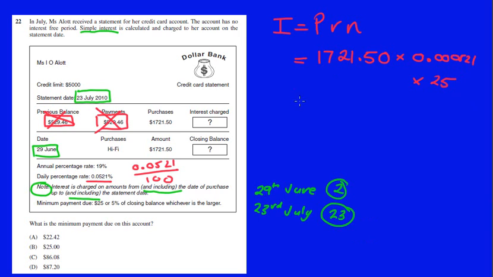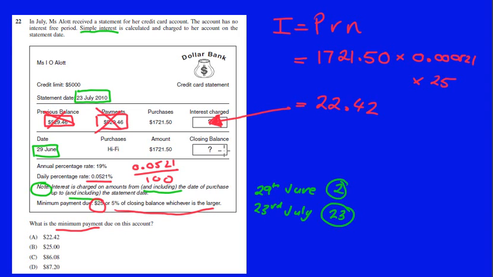So 25 days. So now what I need to do is multiply it all out, which gives me $22.42. So that amount becomes the interest charged. Now I need to make sure what the question's asking me. So it says, what is the minimum payment due on this account? Well, the minimum payment is either $25 or 5% of the closing balance, whichever is the larger.